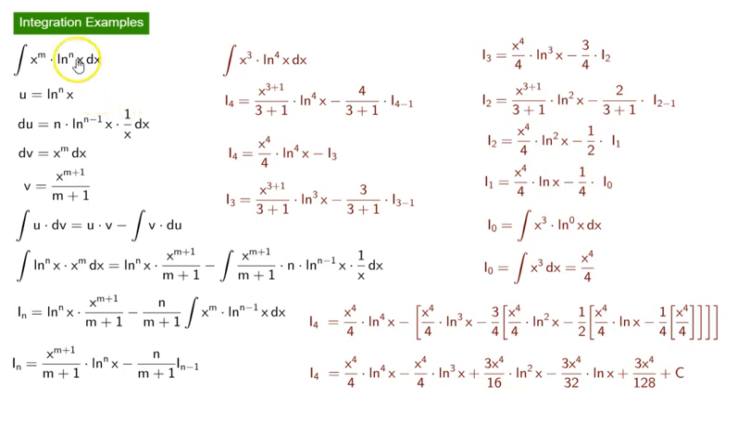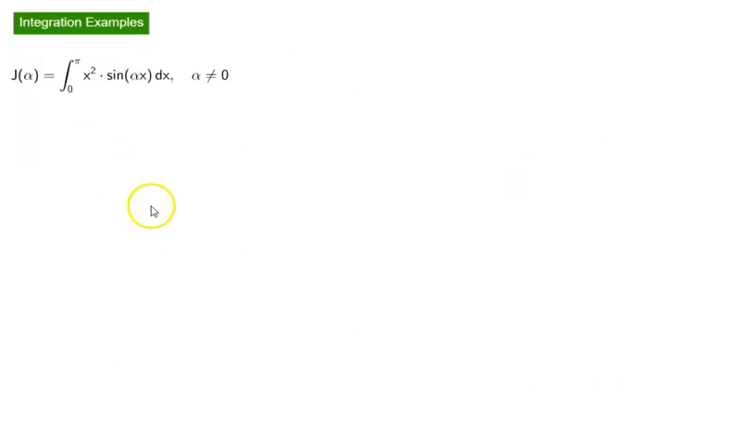Okay, now let's look at the second problem. The second problem is J of alpha equals the definite integral from 0 to pi of x squared times sine alpha x dx, where alpha is not equal to 0. Because if alpha is equal to 0, sine 0 becomes 0, so the entire integral becomes 0. This is an integral between 0 and pi.